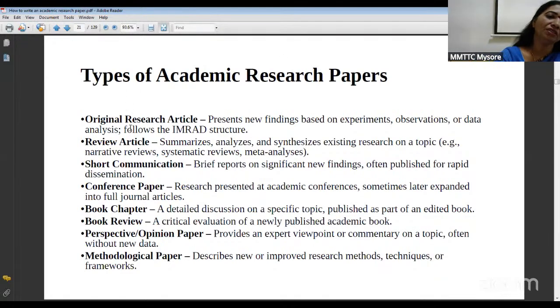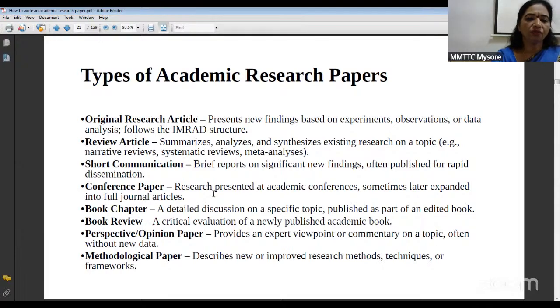So we have the types of academic research papers. The first one is the original research article. That is the same thing that I have shown you already, which has the IMRAD structure. And then the review article, which I have explained. Short communications: these are brief reports on significant new findings. I have come out with some discovery, and I want to publish it very rapidly. For such things, we have a short communication.